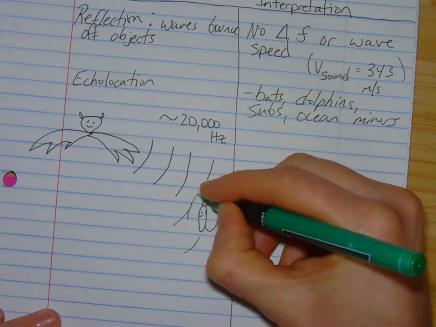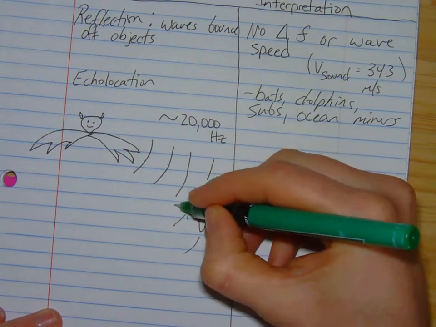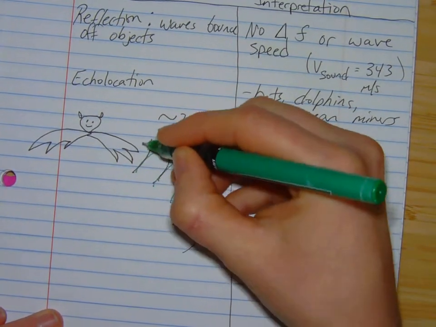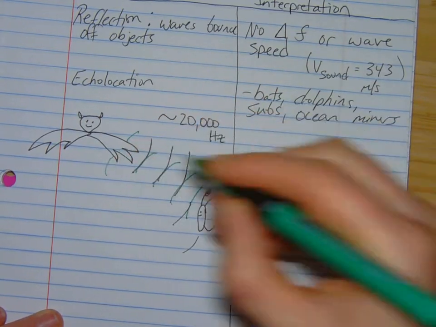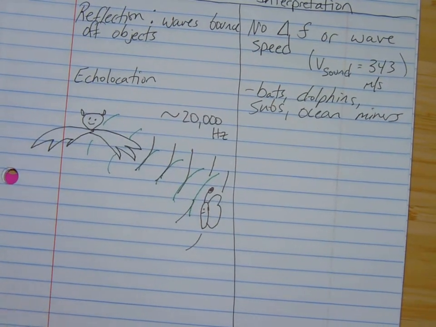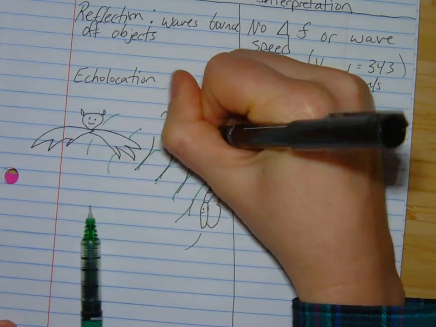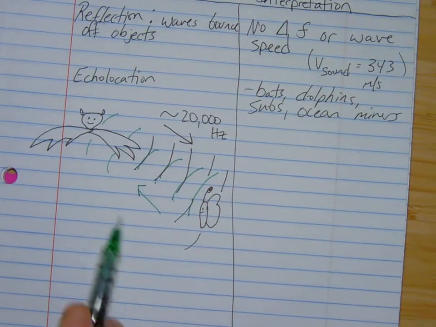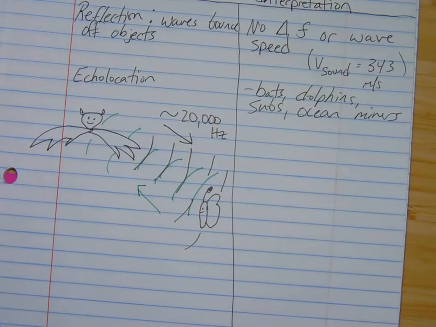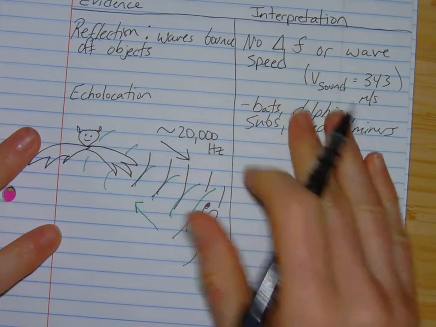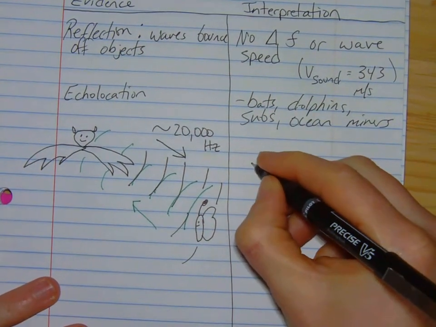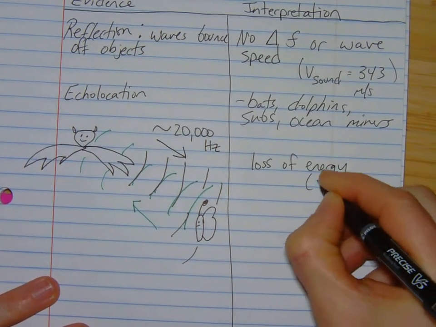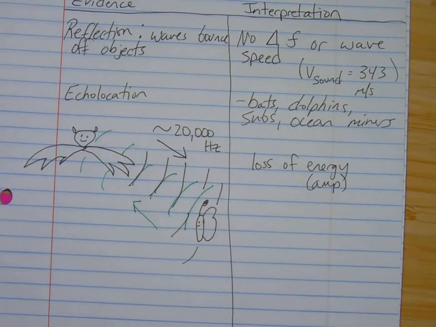They won't come back as loud as they were sent out, but their frequency will be exactly the same. Okay, there's nothing that is going to change the frequency of these waves as they come back. So we have an outgoing wave I have in black here, and then an incoming wave back to the bat is in green. Okay, so even though there's no change in frequency or wave speed, you will see a loss of energy. Remember, a loss of energy would mean a loss of amplitude because some of that is going to get absorbed within the medium.